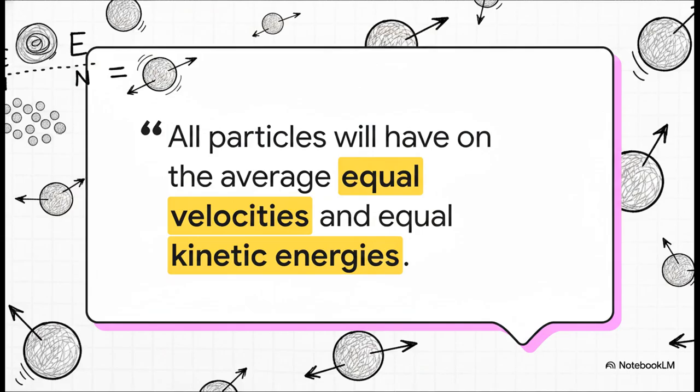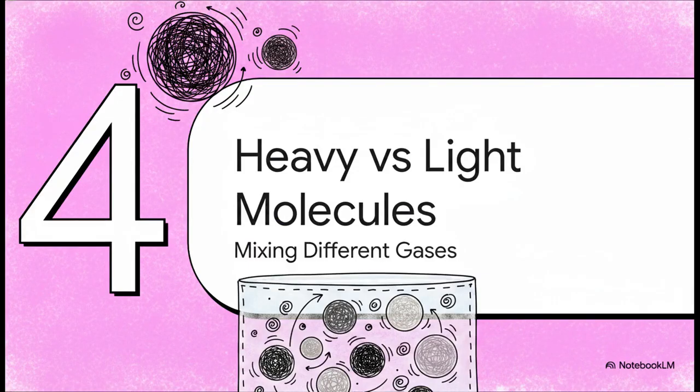If all particles are identical, all particles will have, on the average, equal velocities and equal kinetic energies. Think of a pure gas, right? Like pure oxygen or neon. Because all the particles are exactly the same, the math is just beautiful in its simplicity. If we use the letter E to represent the total energy available in the system and N for the total number of particles, we can find the average energy per particle simply by dividing E by N. Super straightforward. But wait, Section 4, heavy versus light molecules. What happens to these nice, neat averages when things aren't quite so uniform?